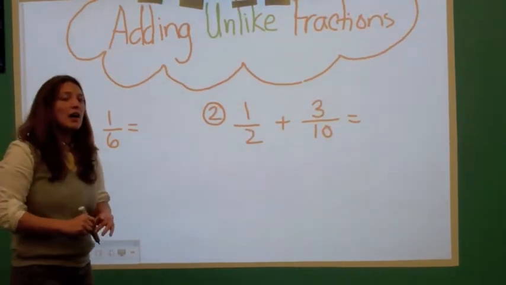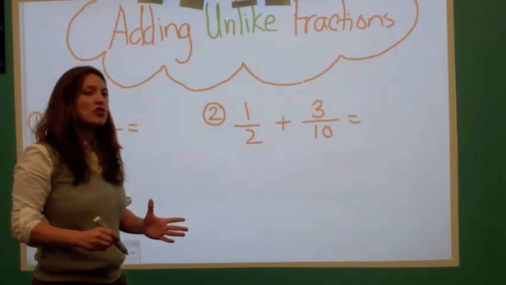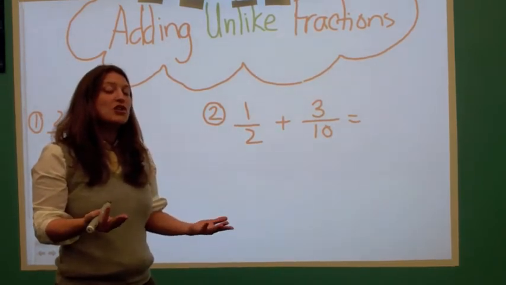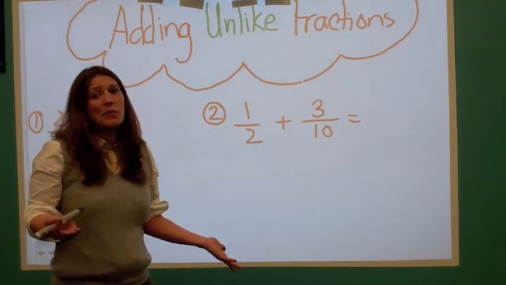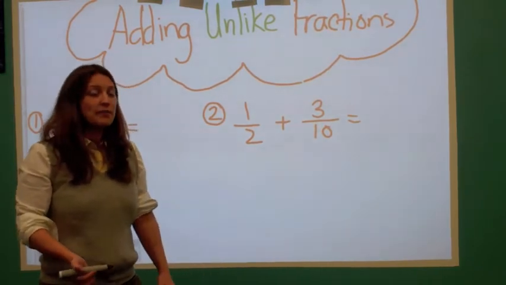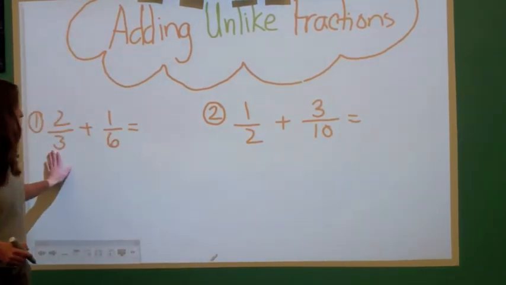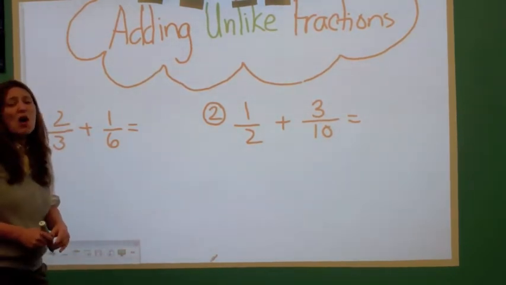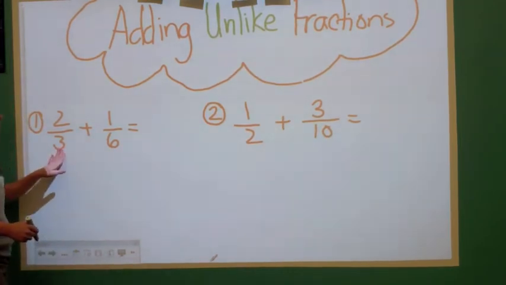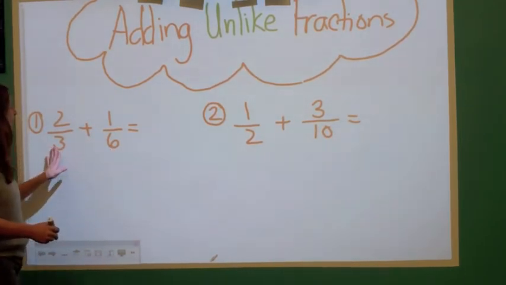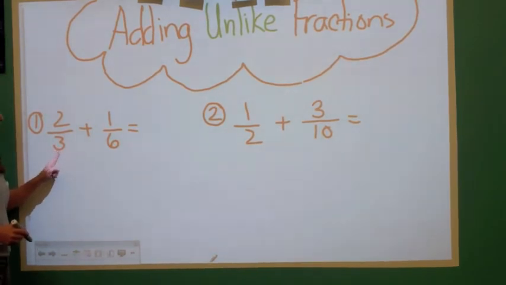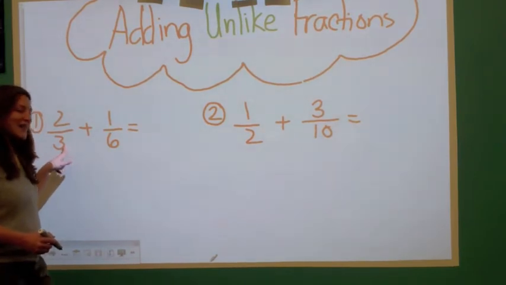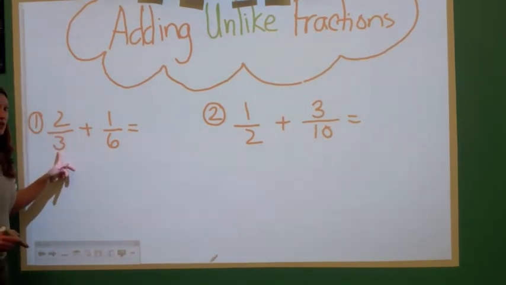When we're adding unlike fractions, we have to make sure that we're turning them into like fractions. And we do that by changing one of the fractions by giving them its equivalent fraction. So the first thing that I do is I look at my fractions and find the denominator that is smaller. So 2/3 and 1/6. If I'm looking at just the denominator, I notice that the 3 is the smaller denominator. So that's going to be the fraction that I want to change.